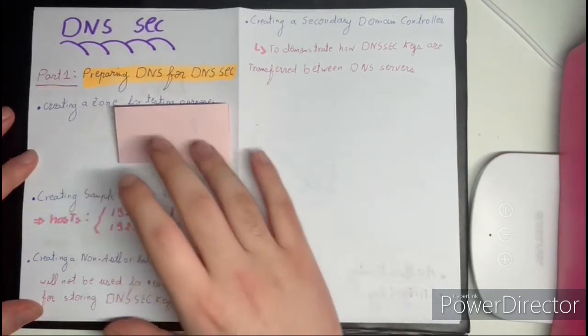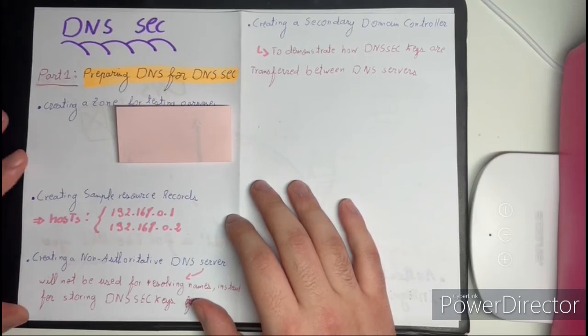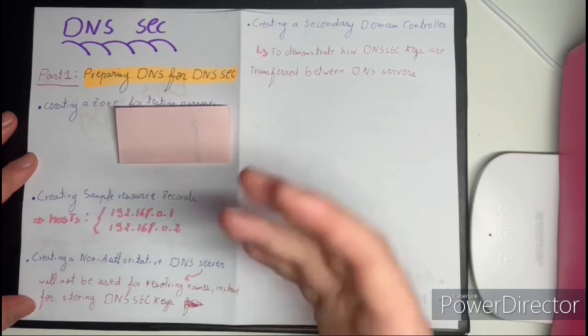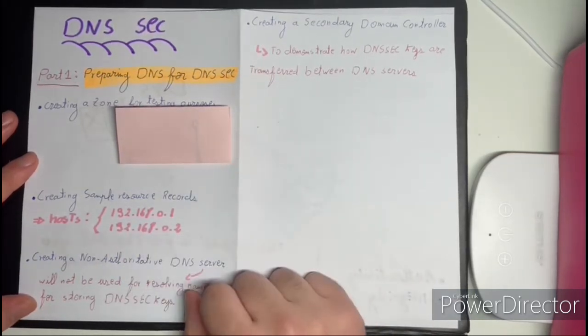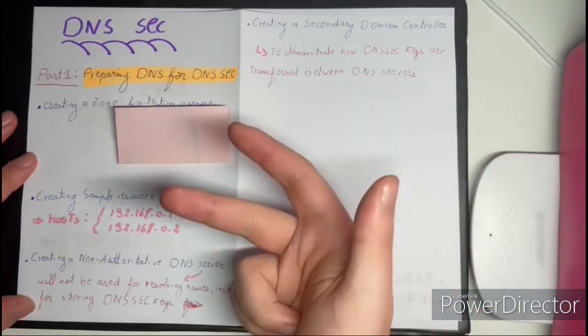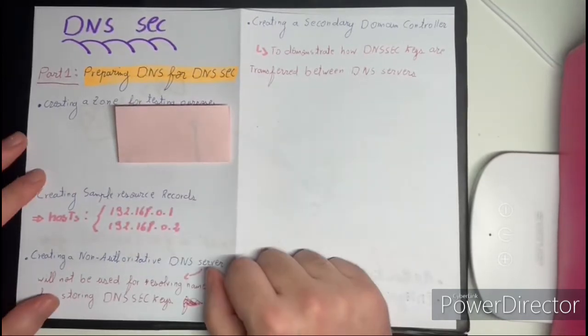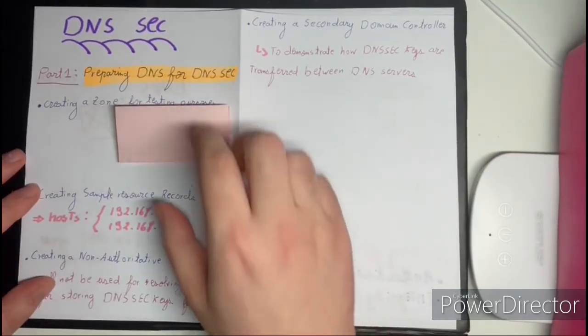So for this task, we will prepare the requirements to successfully test DNSSEC on Windows Server 2016 by creating a new zone, which I will get into in a minute, adding resource records, installing a non-authoritative DNS server, and lastly installing a secondary domain controller.